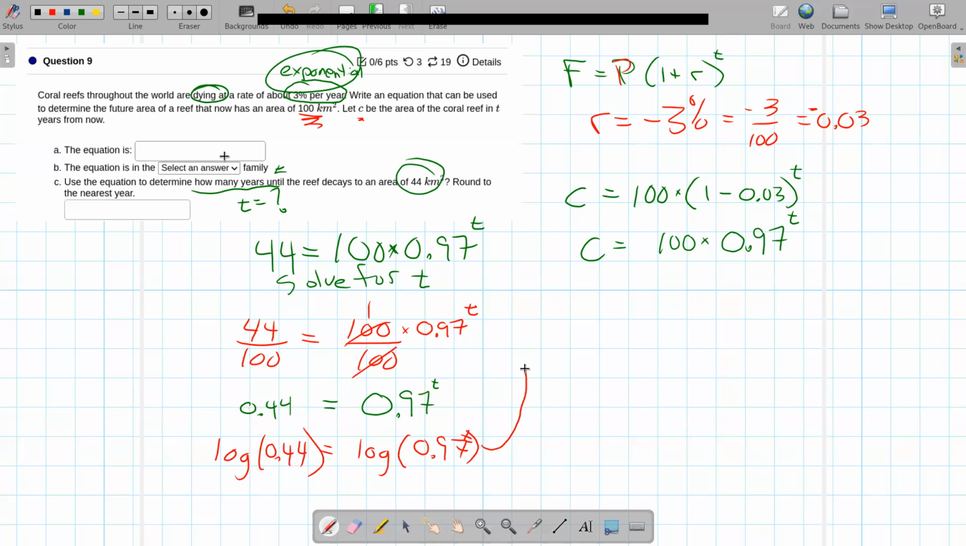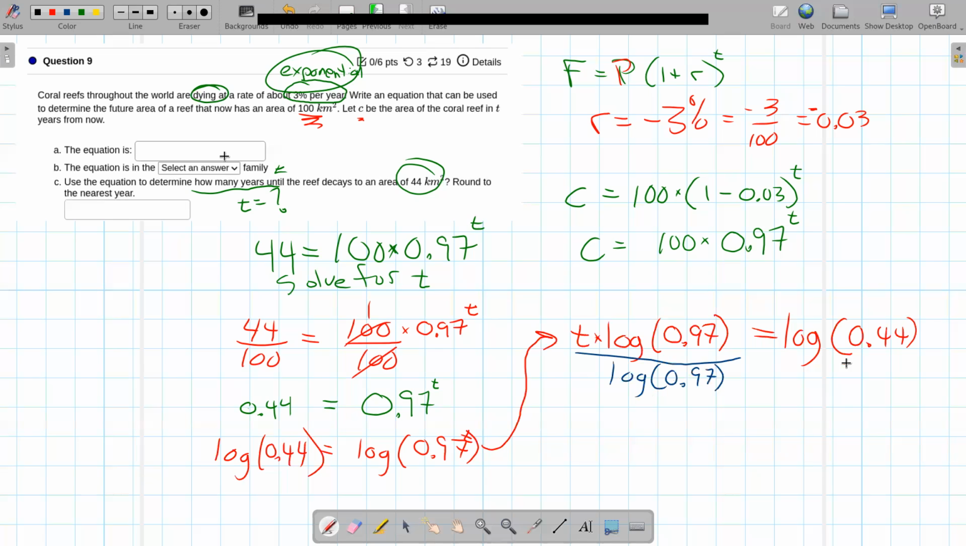And then here we have that property of logarithms that the T pops out. So that becomes T times the log of 0.97 equals the log of 0.44. To break multiplication, we divide. So we're going to divide both sides by that log of 0.97. And here I have a number divided by itself. A number divided by itself is 1. 1 times T is T. So I get T equals that fraction.